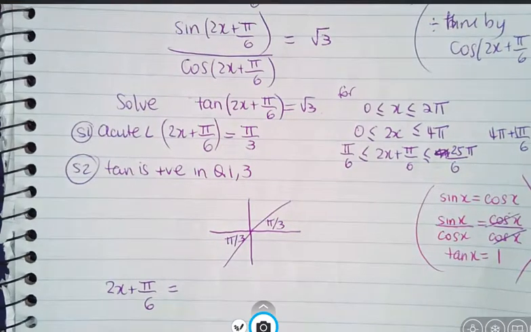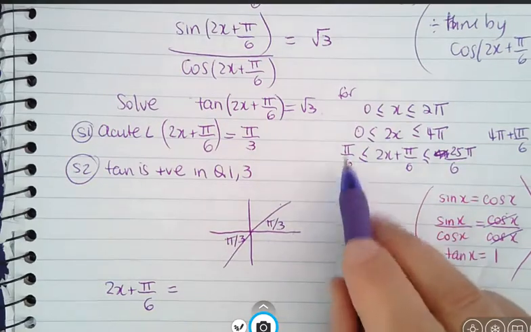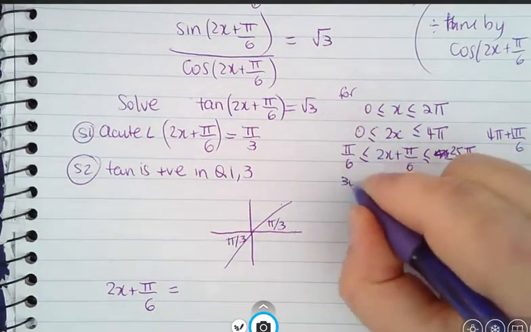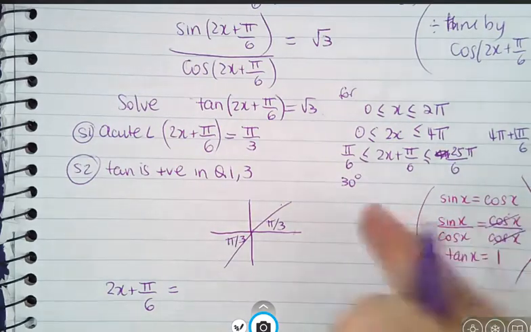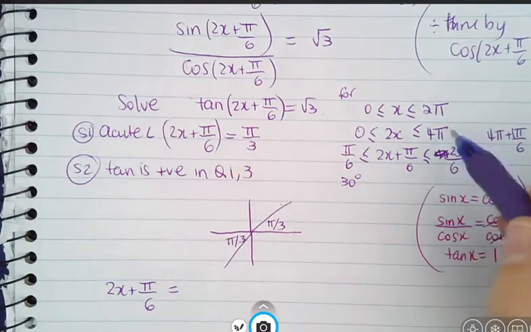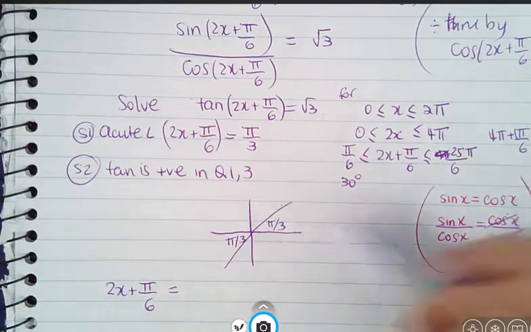First answer. So pi on 3. Do you know what this pi on 6 is? My answers have to be between 30 and 4 pi. How many times around? What's 4 pi? That's twice around plus a bit more.